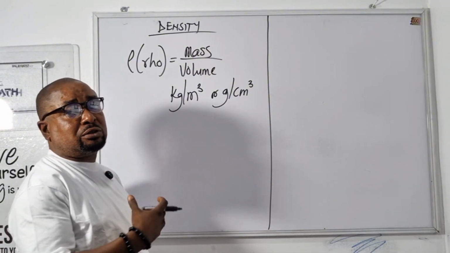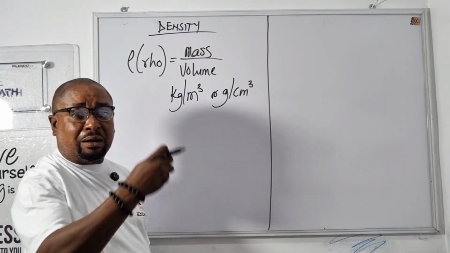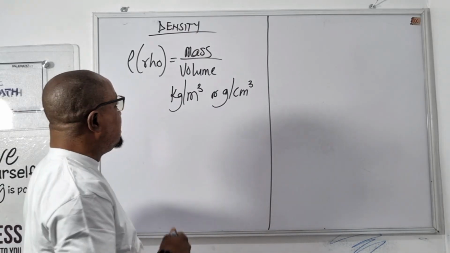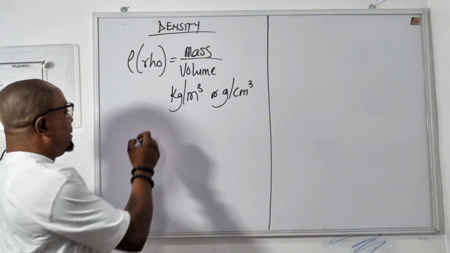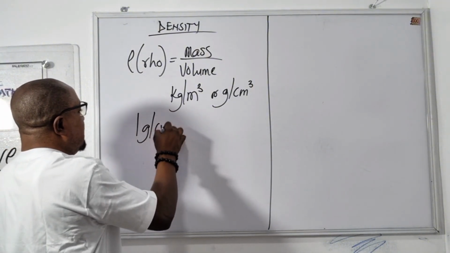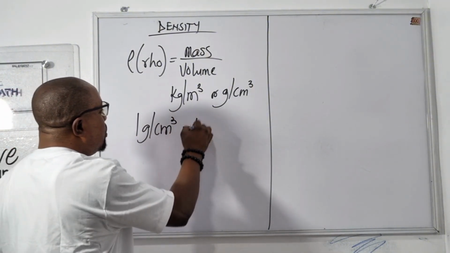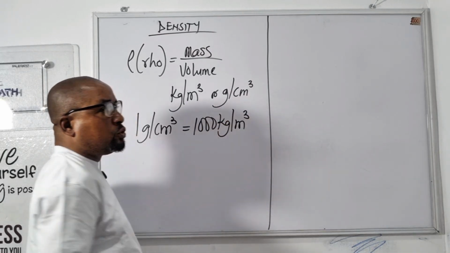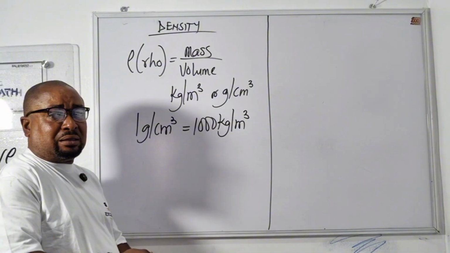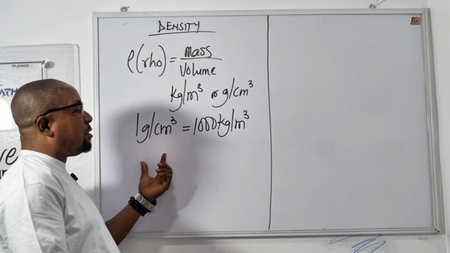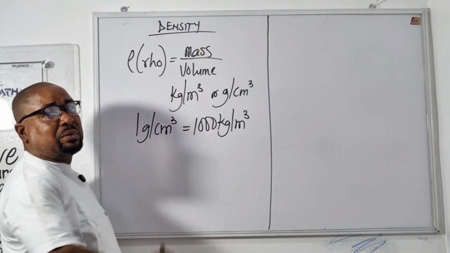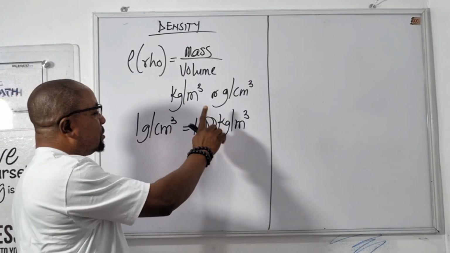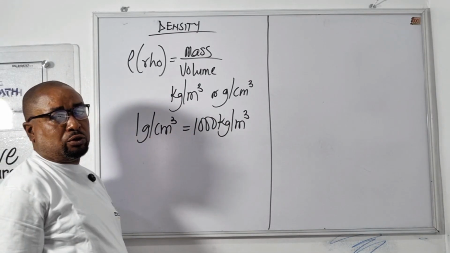We can only get their relationship by using the density of water as our reference. What is the density of water? The density of water is 1 gram per cm cube, which is equal to 1,000 kilogram per meter cube. So if I am given a density in grams, I can easily convert to kilograms using this: 1 gram per cm cube equals 1,000 kilogram per meter cube.